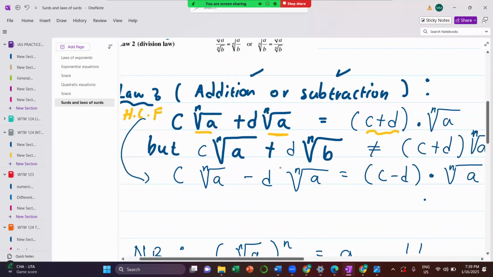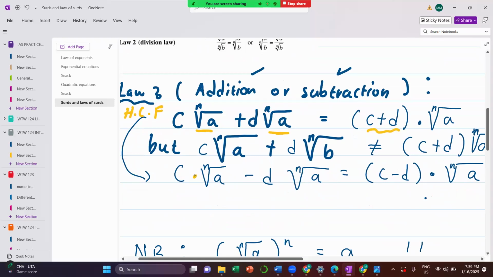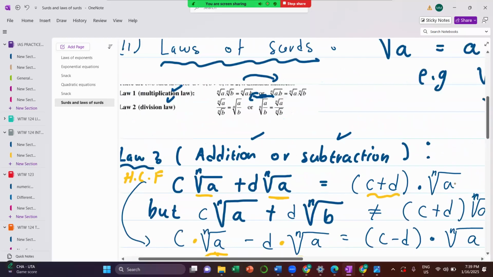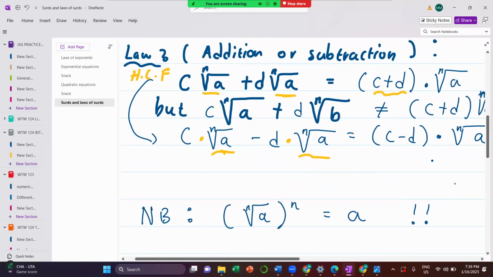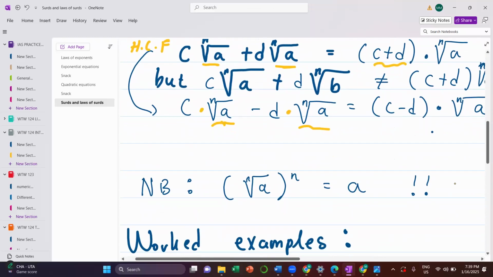Even when we subtract, I have C multiplied by the nth root and D multiplied by the nth root of this. But now it's the nth root of the same number A. So this means I can take out this nth root of A as a highest common factor, and then subtract D from C. So that's why I have C minus D times the nth root of A. Are you guys okay? Okay. And then now I want to go to an important thing.